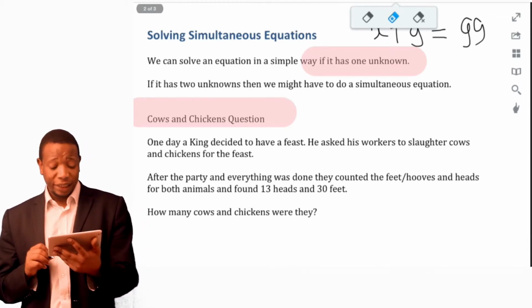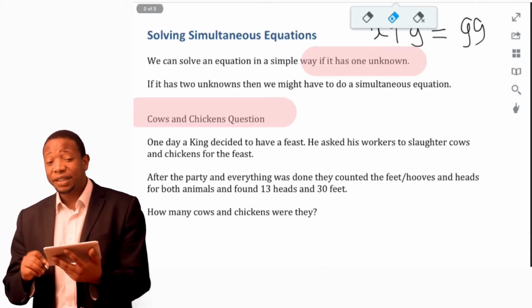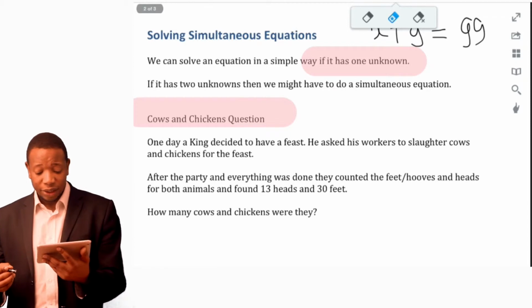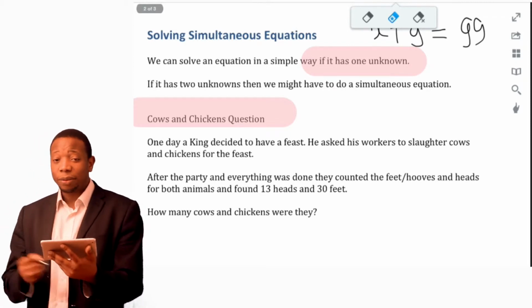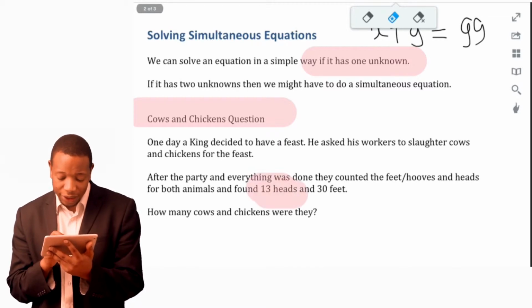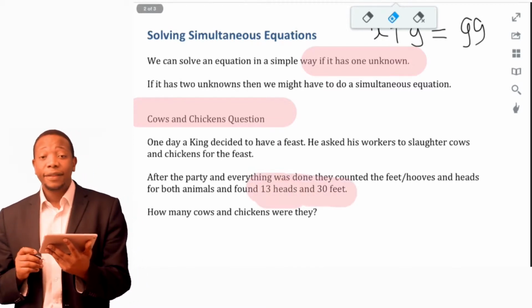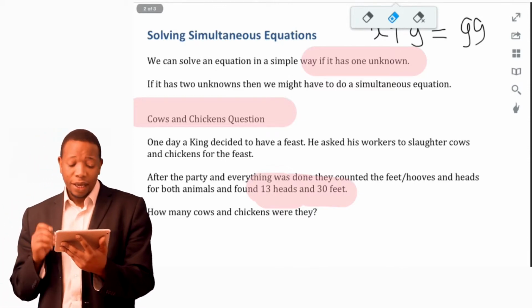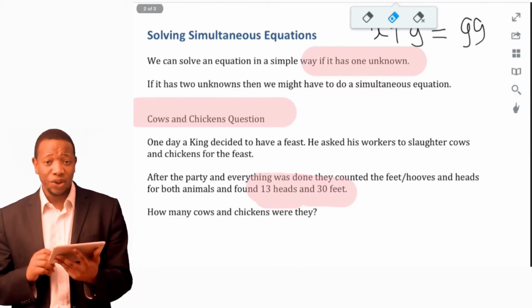After the party and everything was done, they counted the feet, the hooves for the cows, and heads for both animals, and found that they had 13. That's the key to our answer there. 13 heads and 30 feet. How many cows and chickens were they?